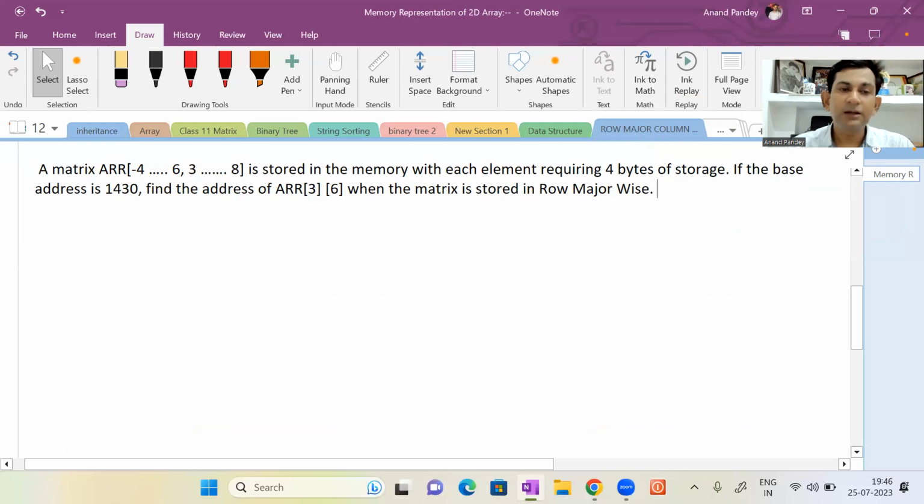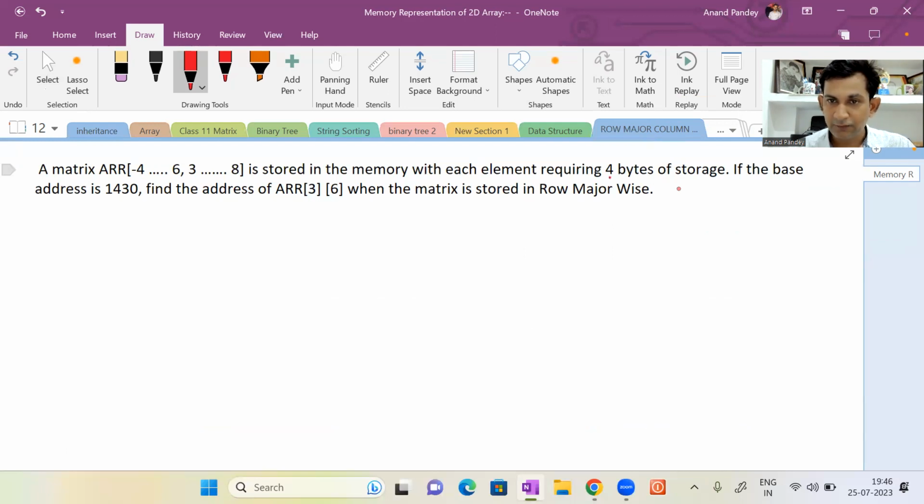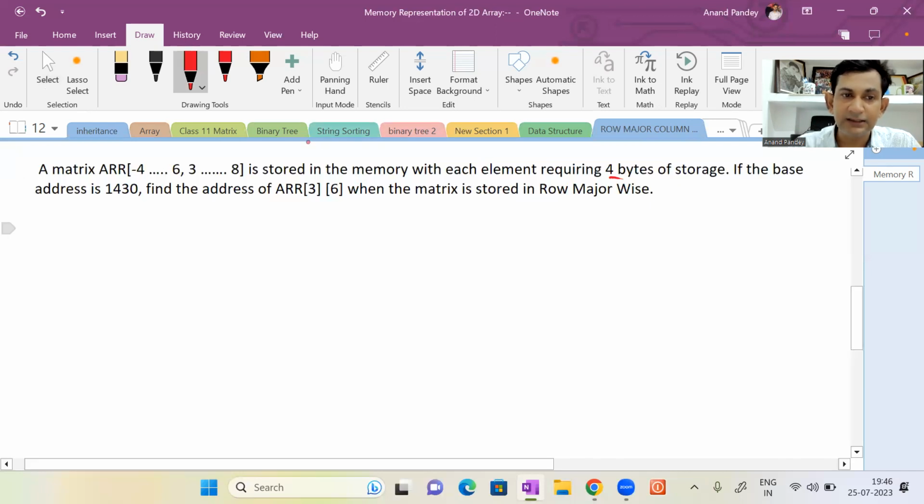Okay. See, a matrix ARR minus 4, 6, 3, 8 is stored in the memory with each element requiring 4 bytes of storage. If the base address is 1430, then find the address of ARR36 when the matrix is stored row measure wise. This is the question.